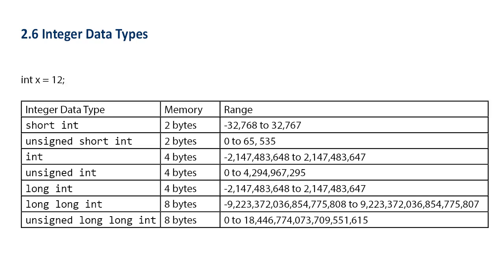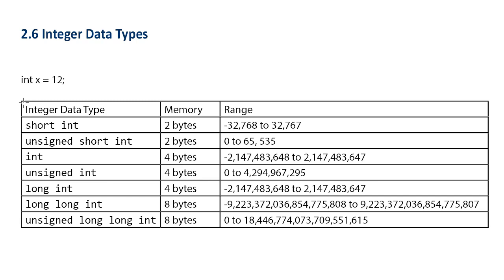In the table below, we can see that there's an integer data type called short int that's used for storing a smaller range of values than int. Short ints take up 2 bytes of memory. This allows for short ints to store a smaller range of integers than int. In fact, the range of integers for a short int is from negative 32,768 to positive 32,767.